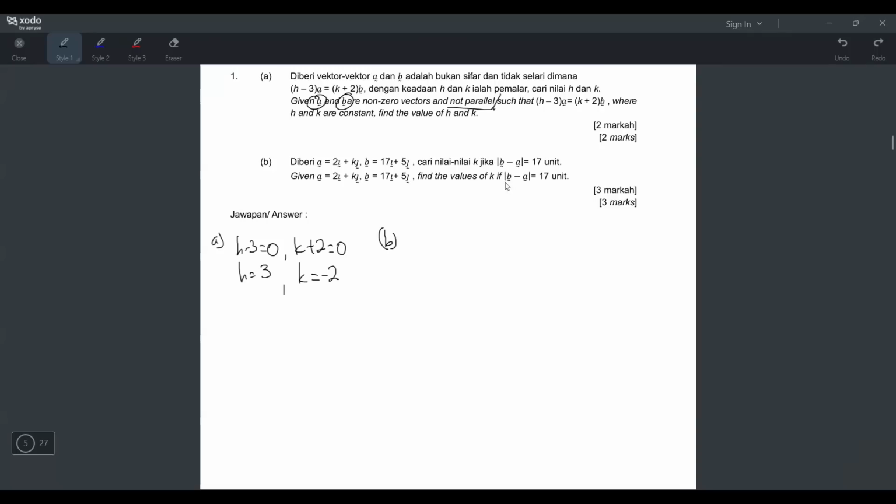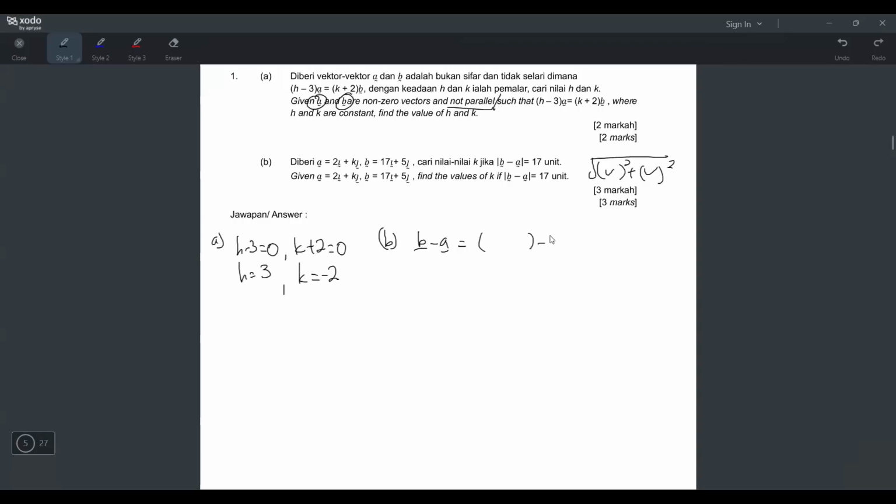Before you find the magnitude, you need to know the magnitude formula. The magnitude formula is square root of bracket square plus bracket square, and inside the brackets you put in the coefficients of i and j. But you cannot put in 17 and 5, because this is vector b. What I want now is vector b minus a. So don't find the magnitude first. Find b minus a in terms of ij first, then only start finding the magnitude.